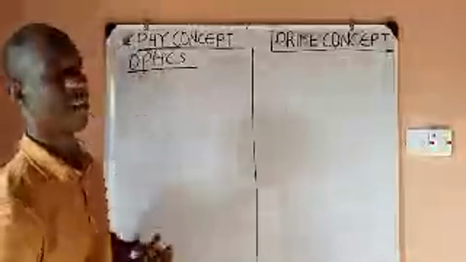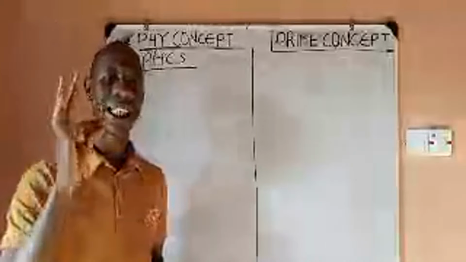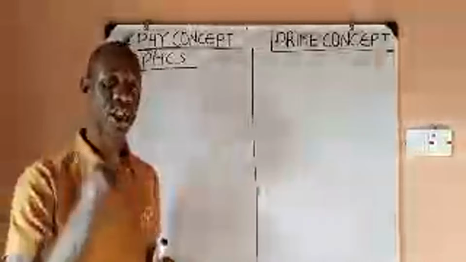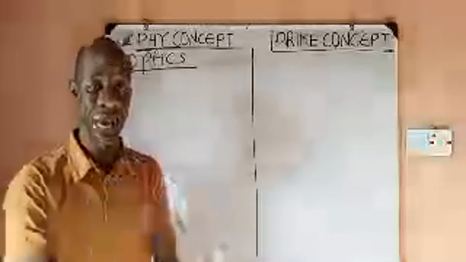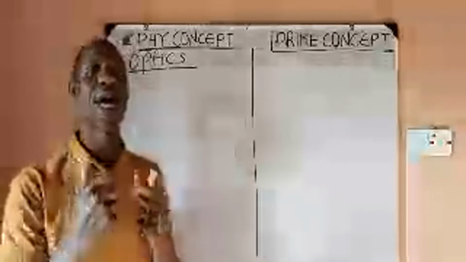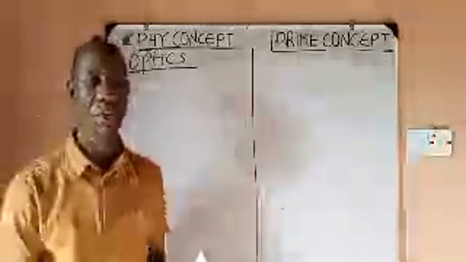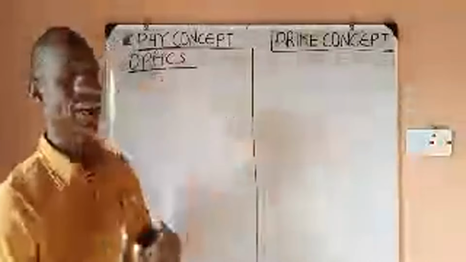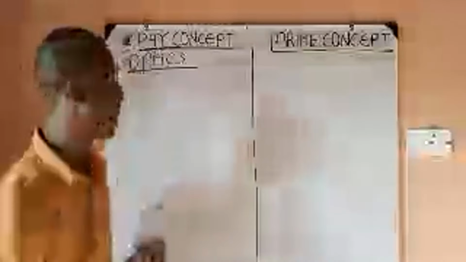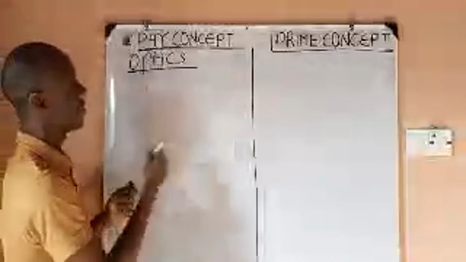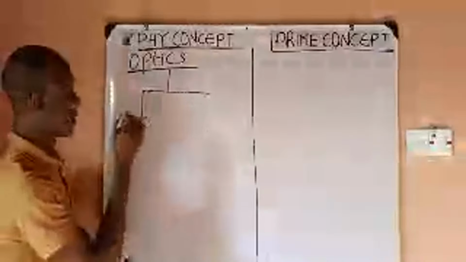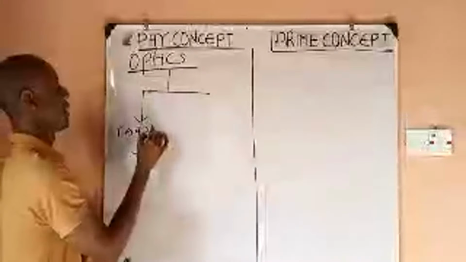Now, what is optics? Optics is an aspect of physics that studies the propagation of light, how light travels, or how light behaves around obstacles. That is optics. It's an aspect of physics that studies the travel or propagation of light. And remember, optics can be divided into two parts. So you have two types of optics. Number one is ray optics.